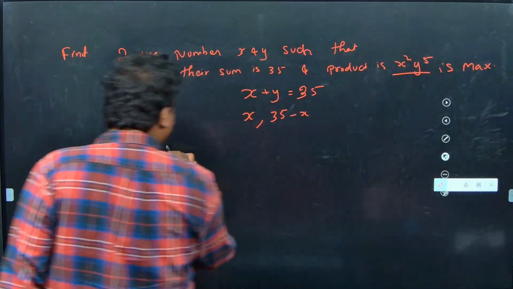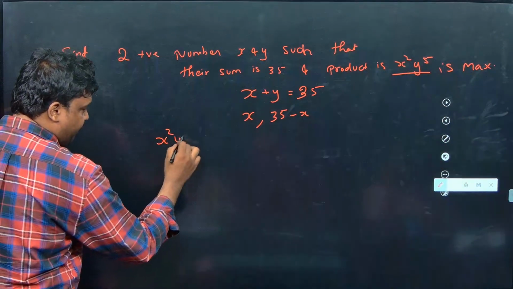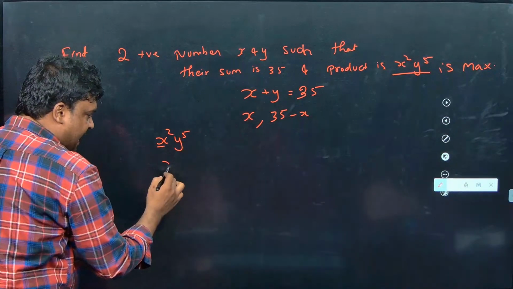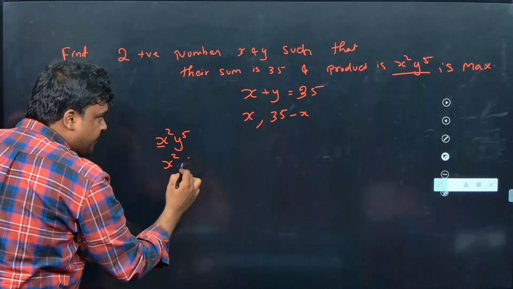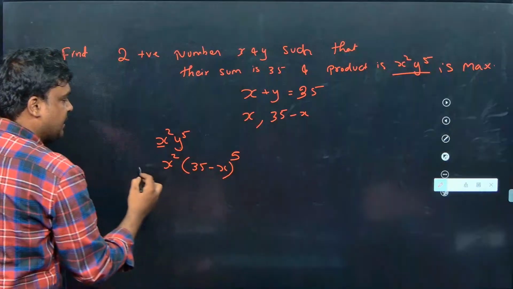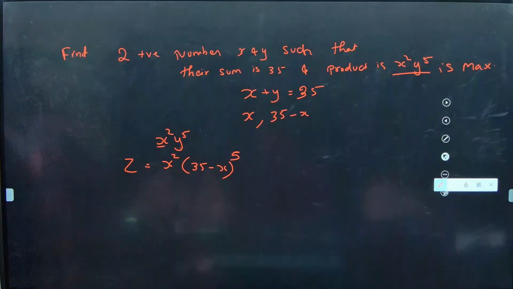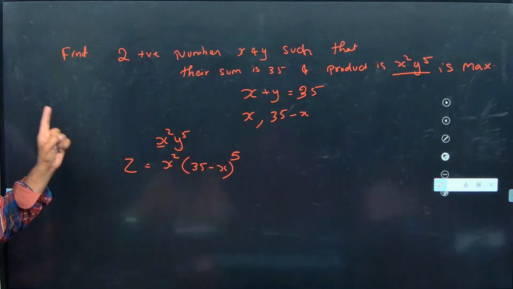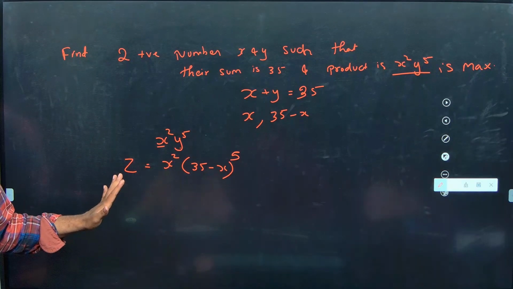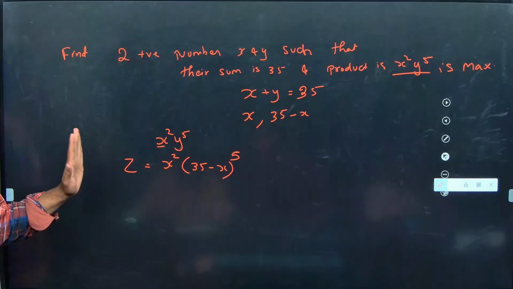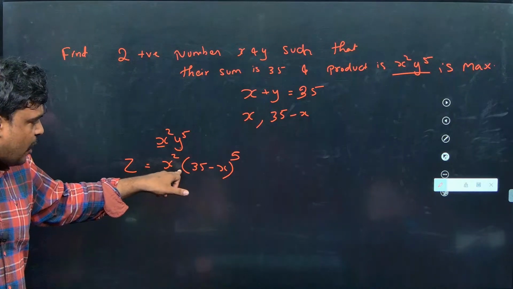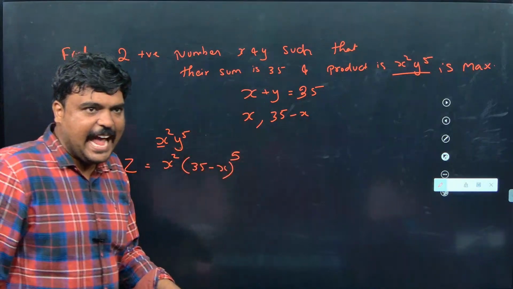Now x square y power 5 should be maximum. So I will take x square. What is y? 35 minus x power 5. Guys, முதல்ல இதை எழுதுனீங்களா? This is the finding of function. இப்படி function தான் கண்டுபிடிச்சிருக்கேன். Sum போடல. I found the function for what I want to find my maximum. So z is equal to x square into 35 minus x the whole power 5.